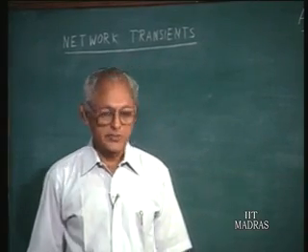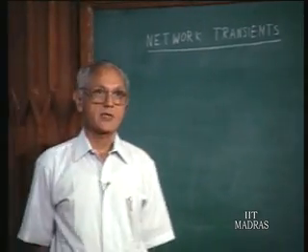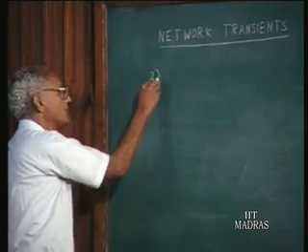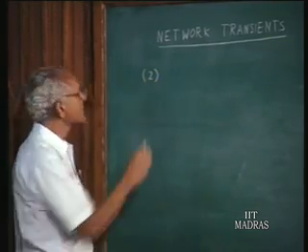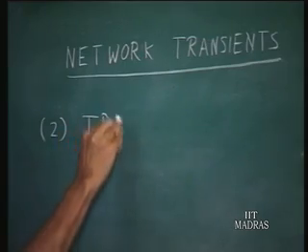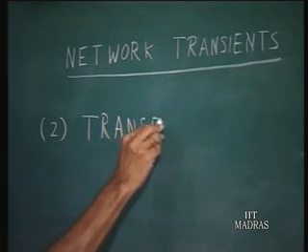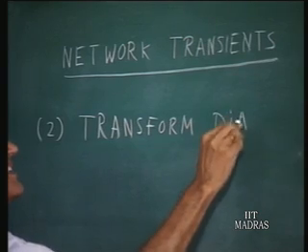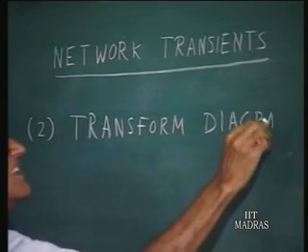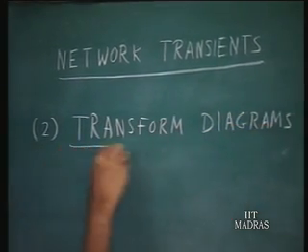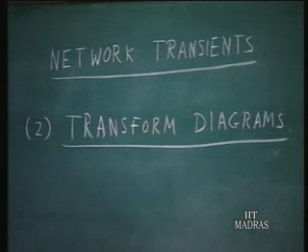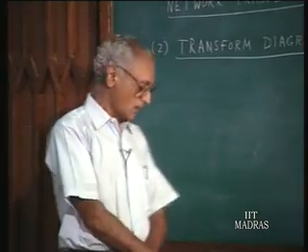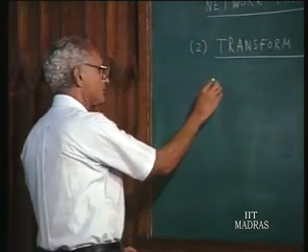The second approach we take for the analysis of network transients is what is called the method of using transform diagrams. Before we actually illustrate this method, let us look at some preliminaries. To start with, we will take the case of a capacitor.